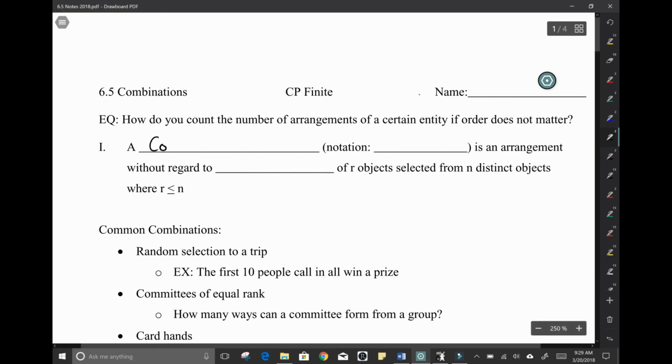Very similar to permutations, only now order is not going to matter. So a combination is another arrangement, and its notation is nCr. It is an arrangement without regard to order of r objects selected from n distinct objects.